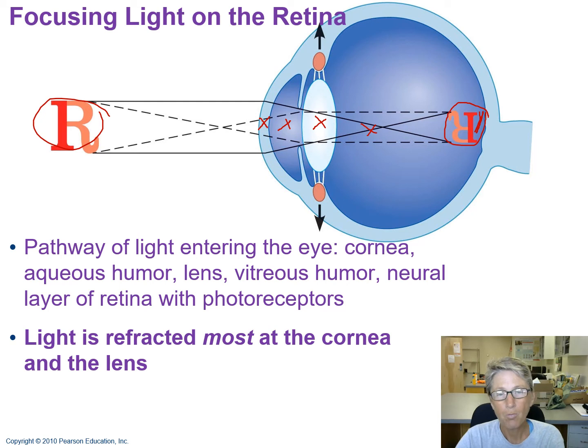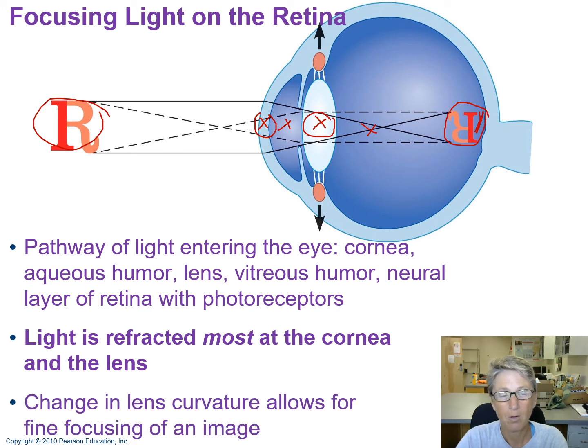Where you get the most refraction, or most bending of light, is here at the cornea and at the lens. So if you can control the lens shape, you can control how the light is bent going back to the retina. A change in the lens curvature allows you to fine focus an image. And the way you change the curvature of the lens is with these suspensory ligaments attached to the ciliary muscle.